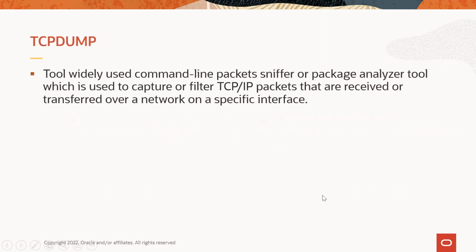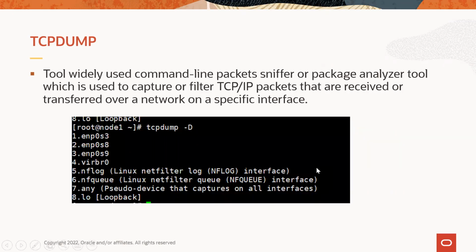Now, tcpdump. What exactly is tcpdump? This is a widely used command line packet sniffer or packet analyzer tool, which is used to capture or filter TCP/IP packets that are received or transferred over a network on a specific interface. So how do we capture a tcpdump?